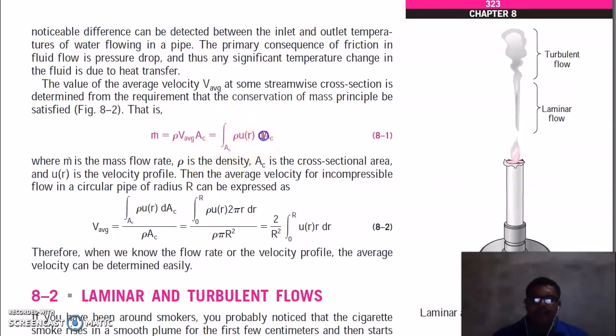Before integration, dA is equal to 2 pi r dr, and when you integrate, you will get 2 by R squared into the integral from 0 to R of u(r) r dr. Therefore, when we know the flow rate, meaning the mass flow rate or the velocity profile u(r), the average velocity can be determined, which means you can calculate the average velocity V average from this solution.